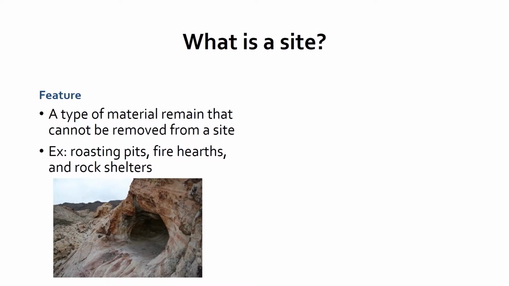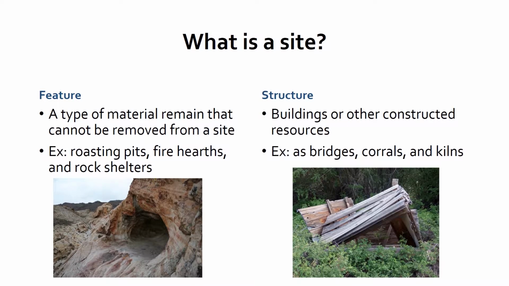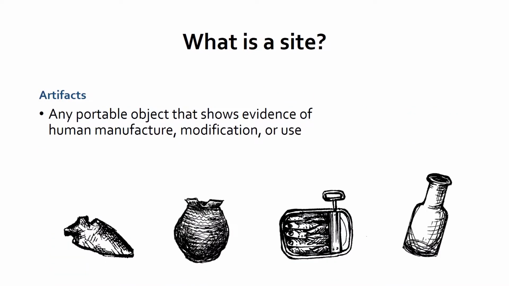Sites contain features sometimes, and a feature is a type of material remain that cannot be removed from a site. For example, roasting pits, fire hearths, or in this picture, a rock shelter. And structures, which are buildings or other constructed resources, such as bridges, corrals, and kilns, or this tipped-over outhouse. Artifacts are any portable object that shows evidence of human manufacture, modification, or use.